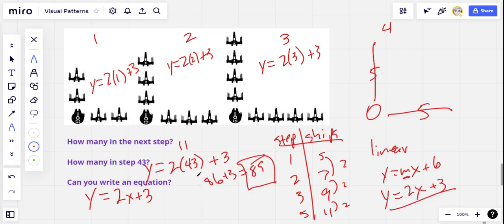So how did that go? Did you get 11 for step 4? Did you find this linear equation?